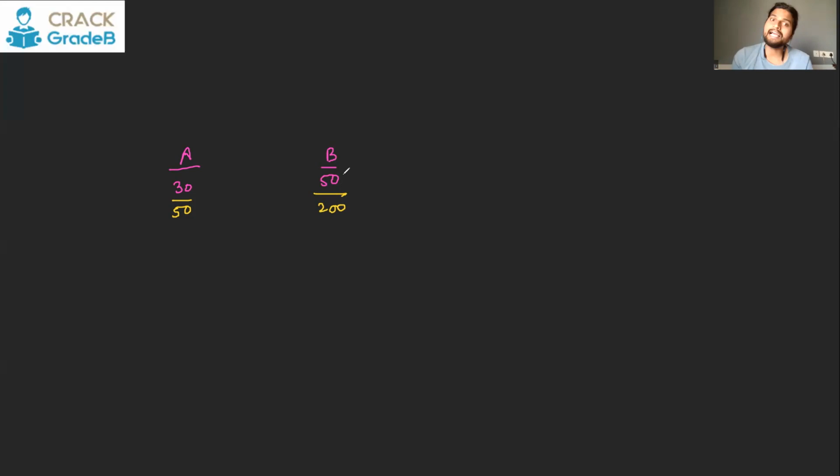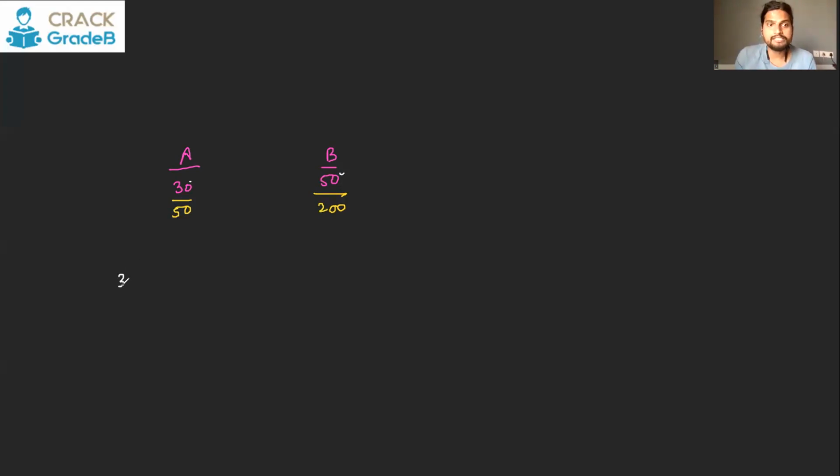Although B still has more marks than A, because the scales are different, you can't judge or compare them based on just the marks. You have to now see the base as well. Base means out of how much. And because the base is different, we can't compare on this scale here. We have to get them on the same scale.